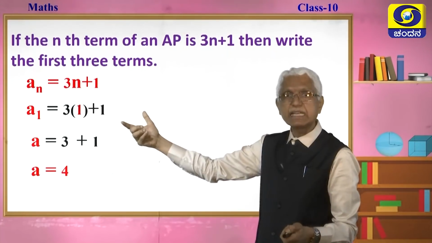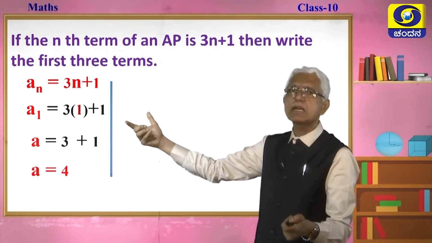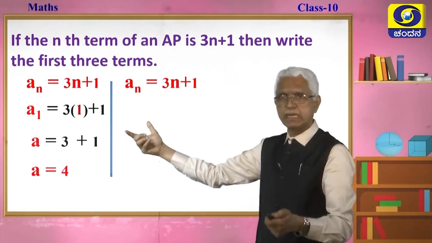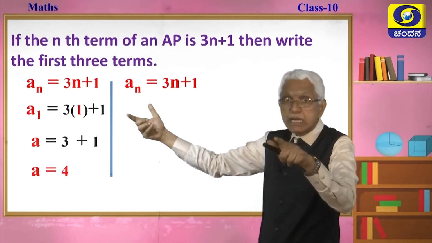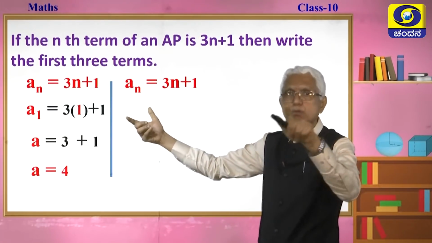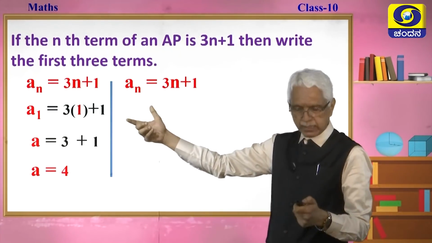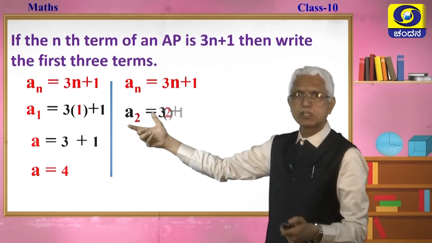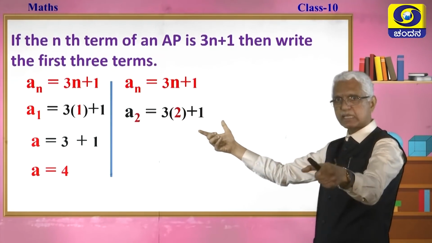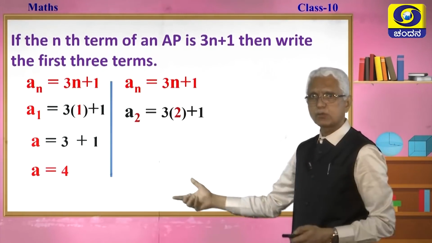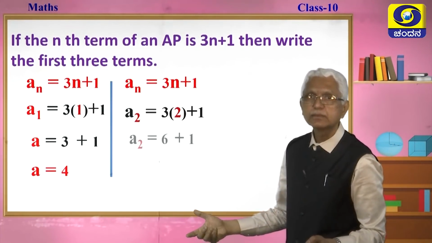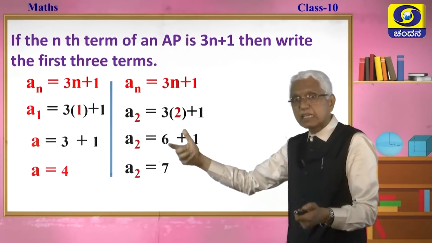You want the second term, am I right? So take the same general form. What is the general form? An is equal to 3n plus 1. You want the second term. What will you do? In place of n, substitute 2. So shall we do that? Please observe. In place of n, I have substituted 2. 3 into 2 plus 1, 6 plus 1, that should be 7. So the second term is 7.